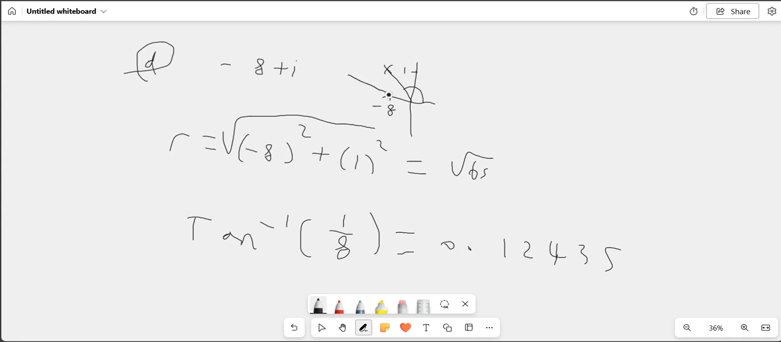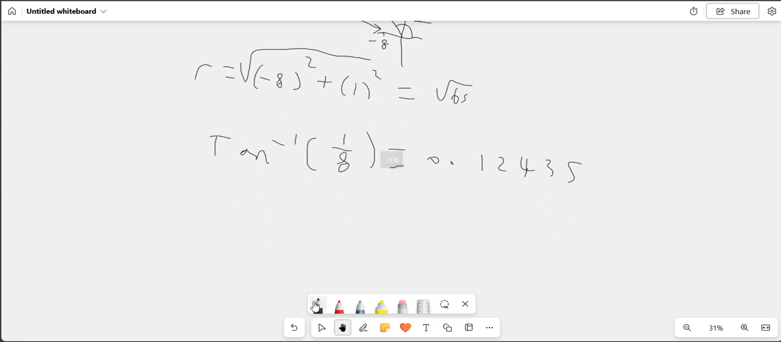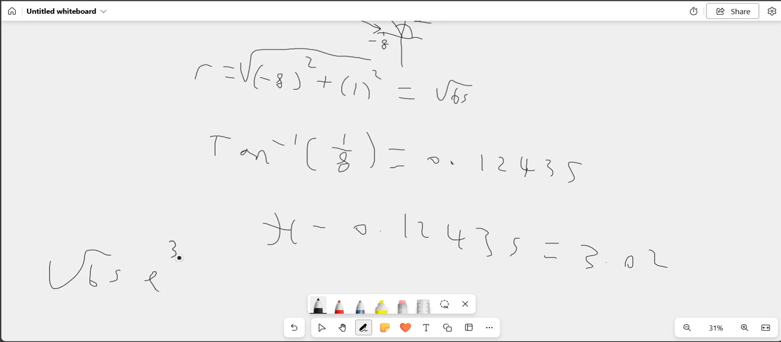Now that there is this angle. I want to get the other angle around it. So what I'm going to do is pi. Pi is the whole 180 degrees here. Pi minus 0.12435 is going to give me this angle here. I've got pi and I minus this angle, so then I get this angle. That's going to give me 3.02. So the final answer here is root 65 e to the power of 3.02i.